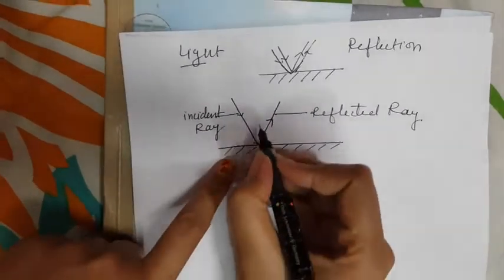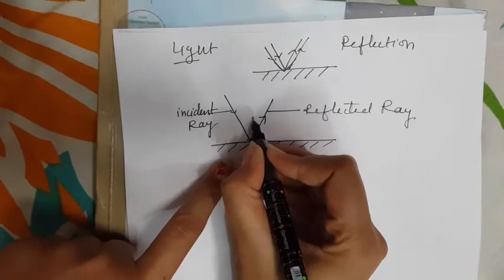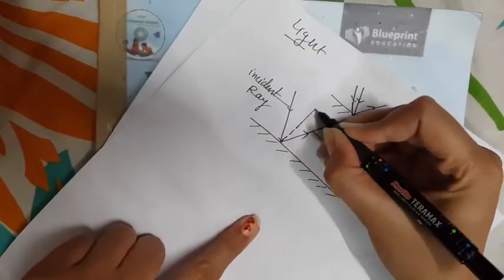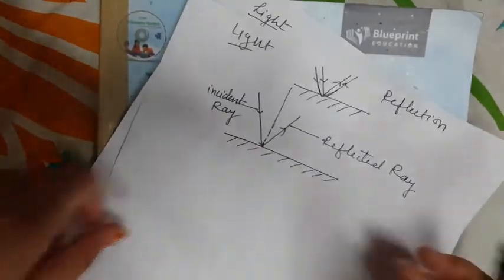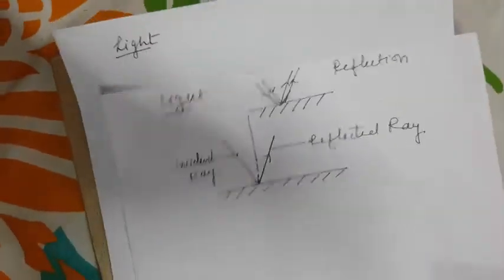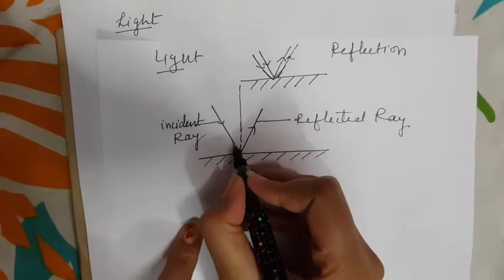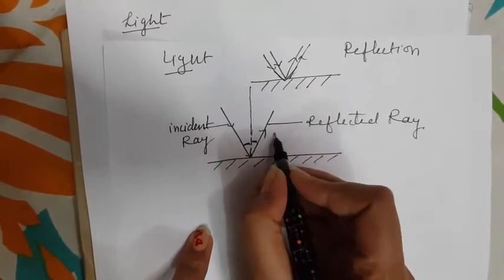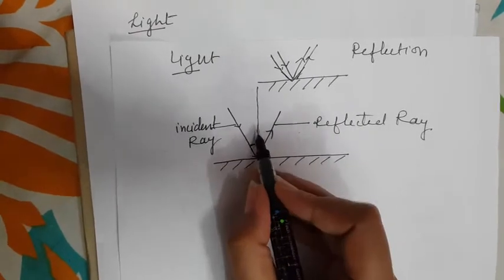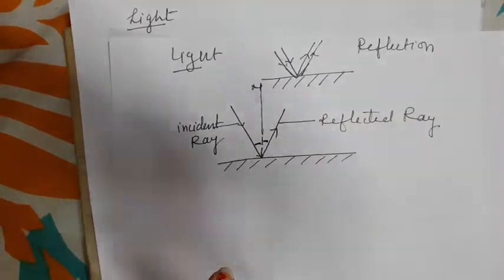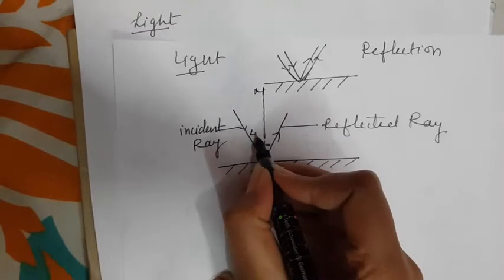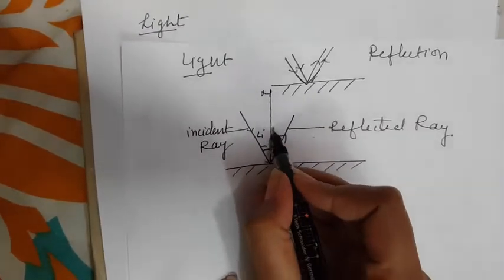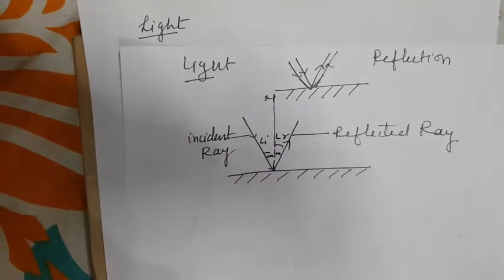Now, if we draw a normal, meaning a perpendicular, to the plane of the mirror, we see an angle formed between the normal and the incident ray, and an angle formed between the normal and the reflected ray. Name it as N. This angle is known as angle I, the angle of incidence, and this angle is angle R, the angle of reflection.